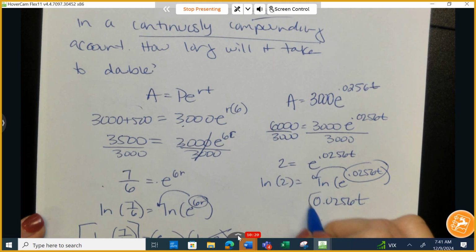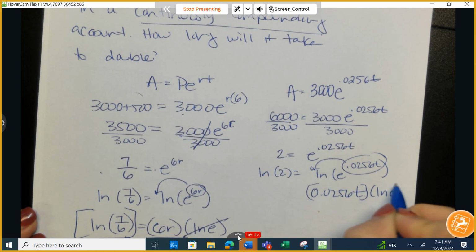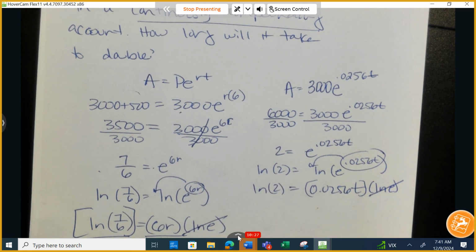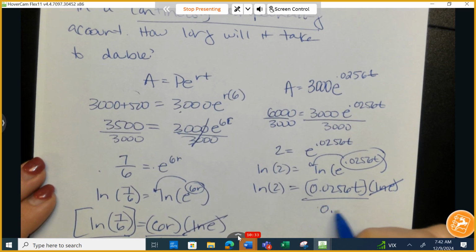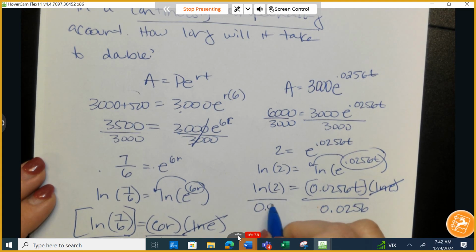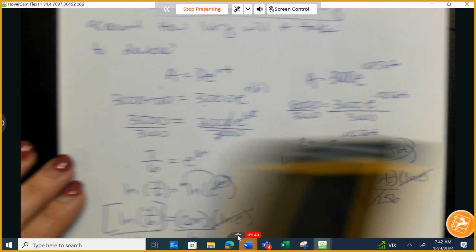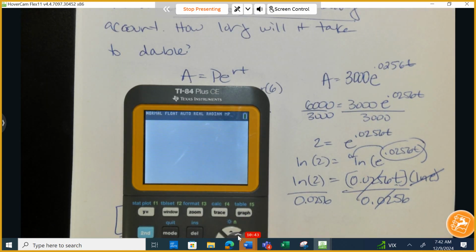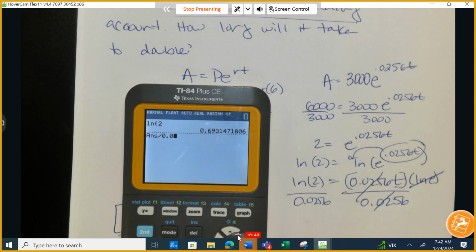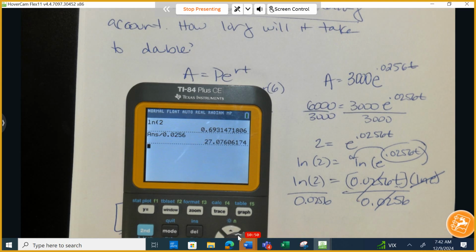0.0256 t times the ln of e equals ln of 2. ln of e doesn't just disappear, it simplifies to 1, and now dividing by 0.0256 on both sides is going to isolate the t for me. So I'm going to start here with ln of 2, enter, and then I'm going to divide it by 0.0256, and it looks like it's right around 27 years. T is in terms of years, right around 27 years.